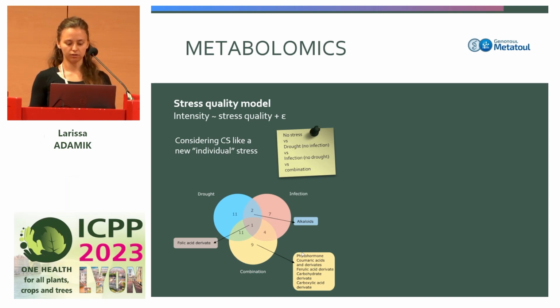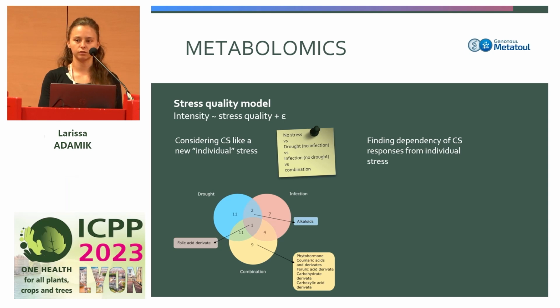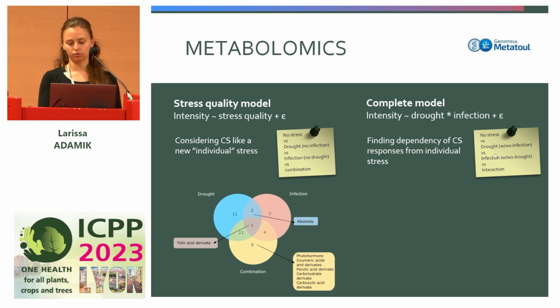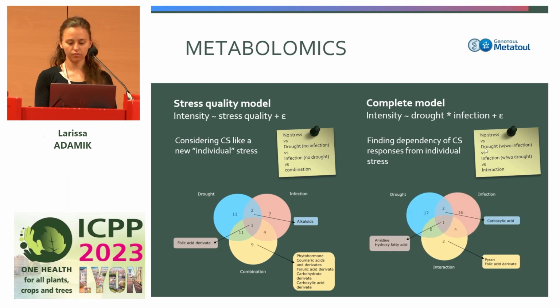What is interesting is that we have different families that are implicated in that response. And in a second time only, we wanted to find the dependency of the combined stress responses from the individual stress responses. So we did a more classical approach with a complete model, explaining intensity by the drought and infection. That means we compare no drought versus drought with or without infection versus infection with or without drought and their interaction. And here we get 7 metabolites that seem to be more or less predictable from the drought and the infection responses. So in this talk, I want to focus on the specific metabolites.